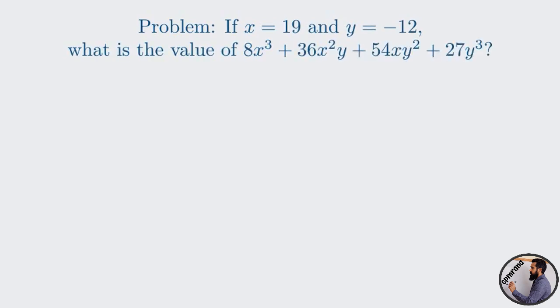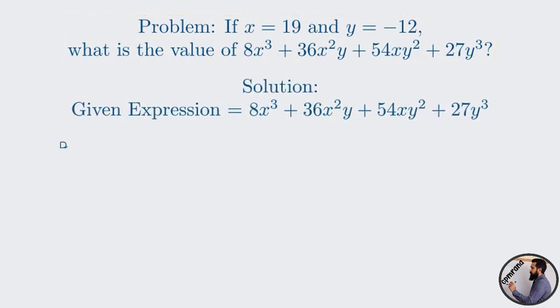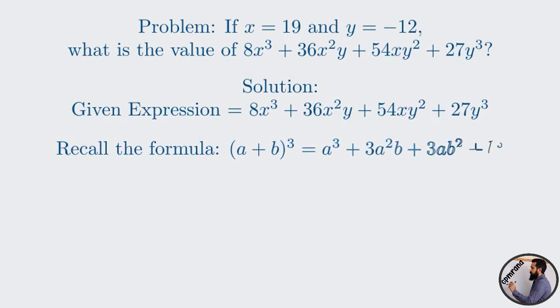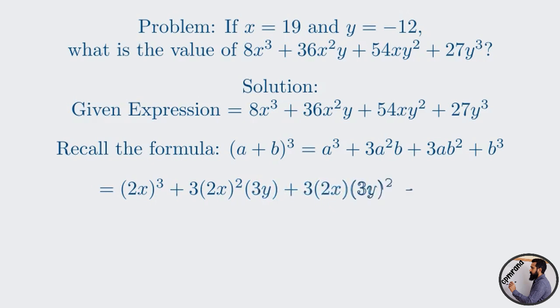While we could plug the numbers in directly, calculating 19 cubed by hand would be quite a chore. Instead, let's look for a pattern. Let's write down the expression we need to evaluate. Notice that this looks very similar to the cube of a sum identity, which expands to a cubed plus 3a squared b plus 3ab squared plus b cubed. We can rewrite our expression by identifying a as 2x and b as 3y. Thus, 8x cubed becomes (2x) cubed, and 27y cubed becomes (3y) cubed. This simplifies beautifully into the quantity (2x plus 3y) cubed.